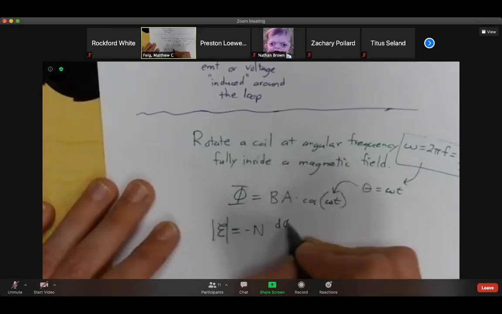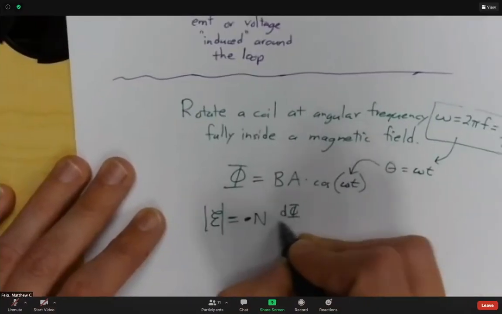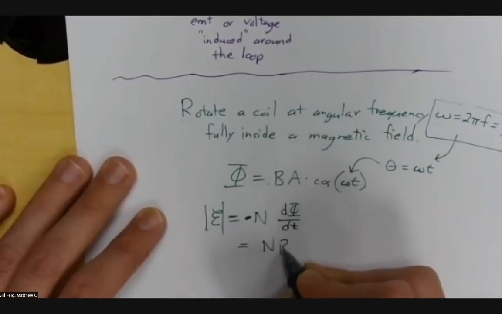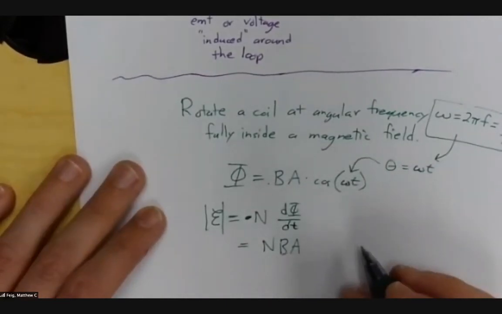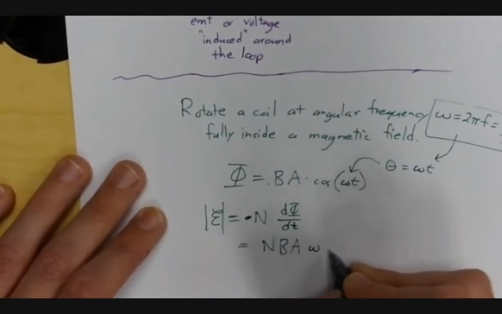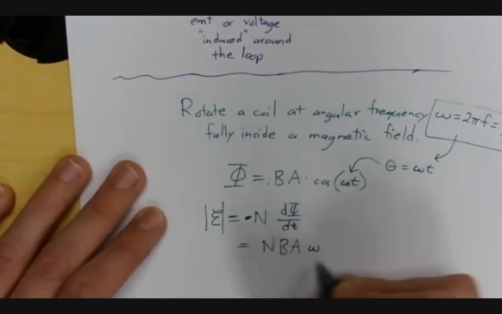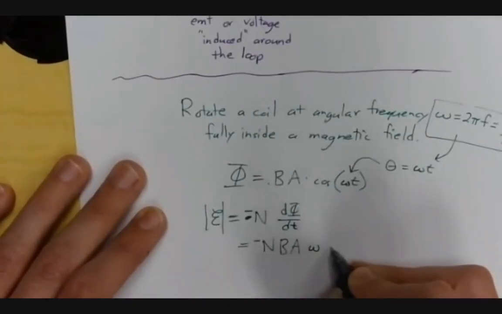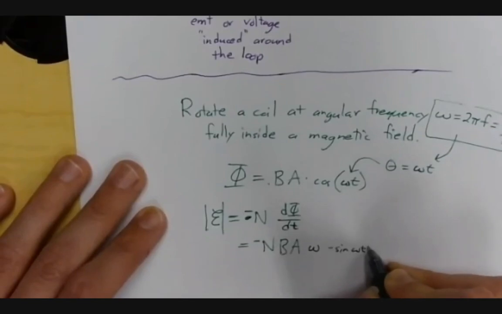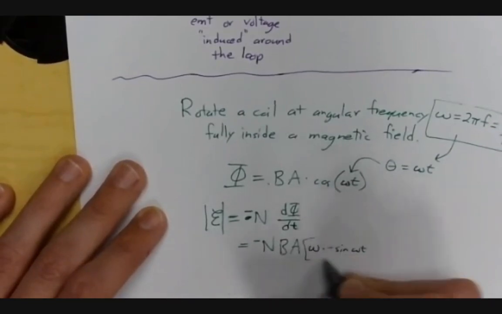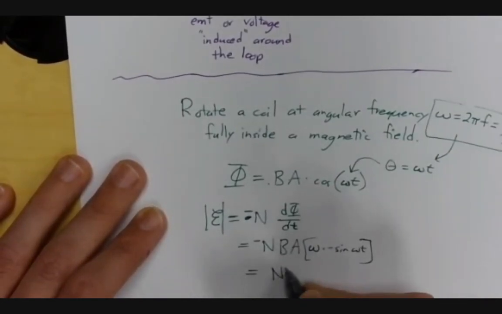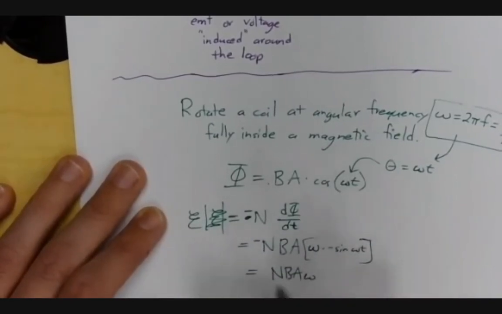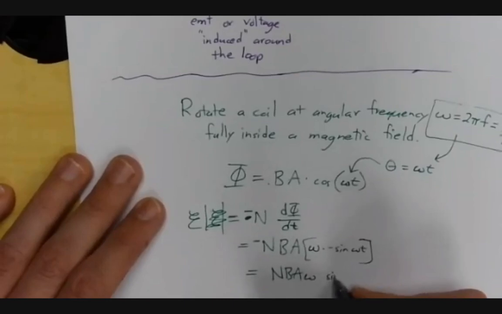I guess, yeah, I'm not going to do the minus sign. d phi dt. So what is the time derivative of this? We have the N, we get the B factor, we get the A factor, and then the derivative of cosine omega t would be omega. I'll put the minus sign back in because I'll get another minus sign, won't I? Times negative sine omega t. That's the time derivative. So NBA omega. And if you want, you could write 2 pi f times sine omega t.